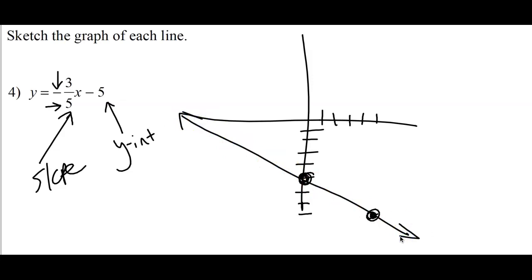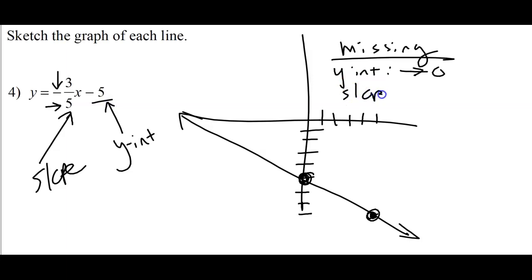And there's my graph. Now I want you guys to remember a couple things. If you're ever missing a y-intercept, that means it's 0. So if you don't have a number right here, it's 0. But if you're ever missing a slope, like here, whether it's a rise or a run, then it's 1. Okay, so make sure you're aware of that if you ever have some missing numbers there.